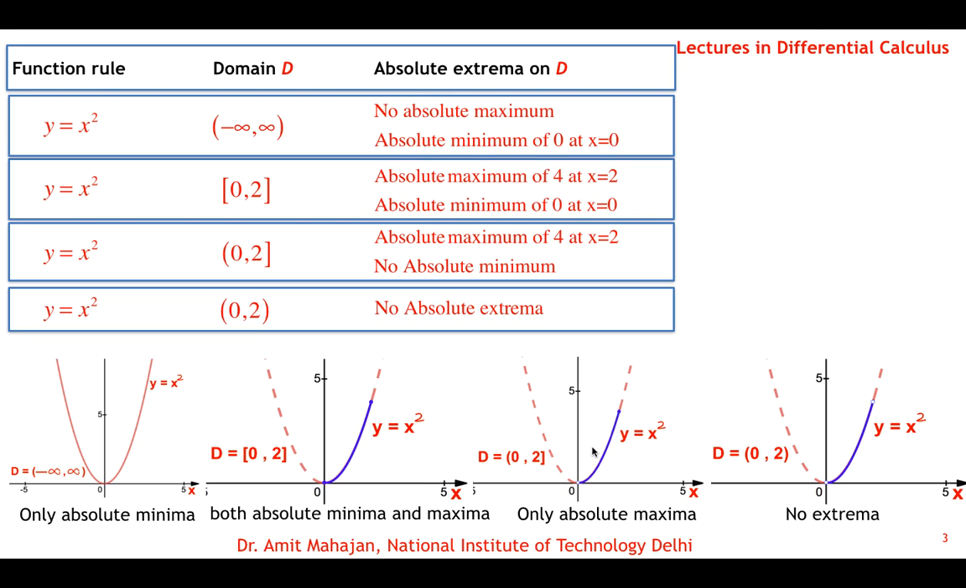One thing we noticed here is that we found both an absolute minimum and an absolute maximum when there is a closed interval. Here you see that there is a closed interval and a function which is continuous. This is exactly what our first theorem is, which is the extreme value theorem.